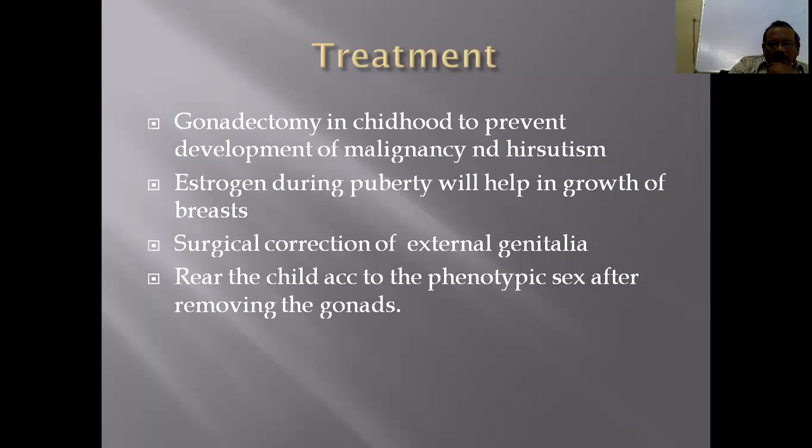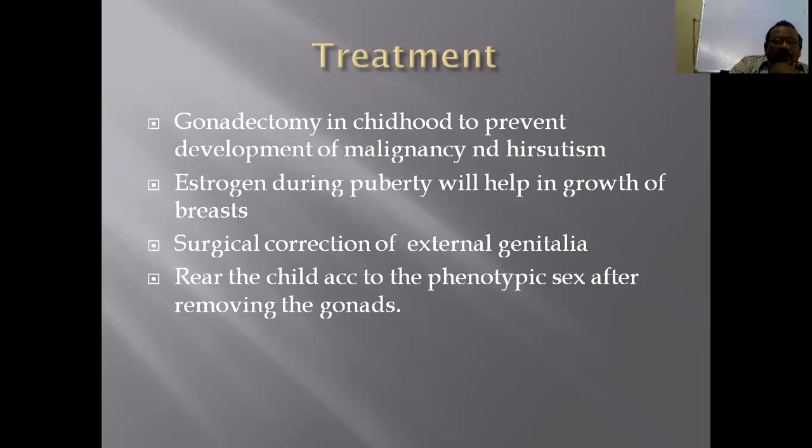Estrogen during puberty will help the growth of breast. Surgical correction of external genitalia. That means we have to reform the vagina whenever she is going to get married. Otherwise, even if we reform, it is likely to get occluded. So, before her marriage, we have to create a vaginal canal.